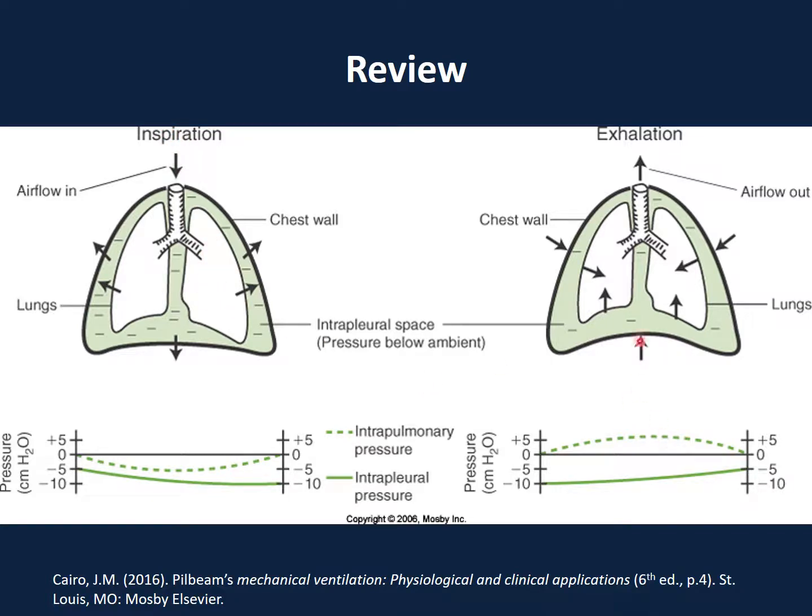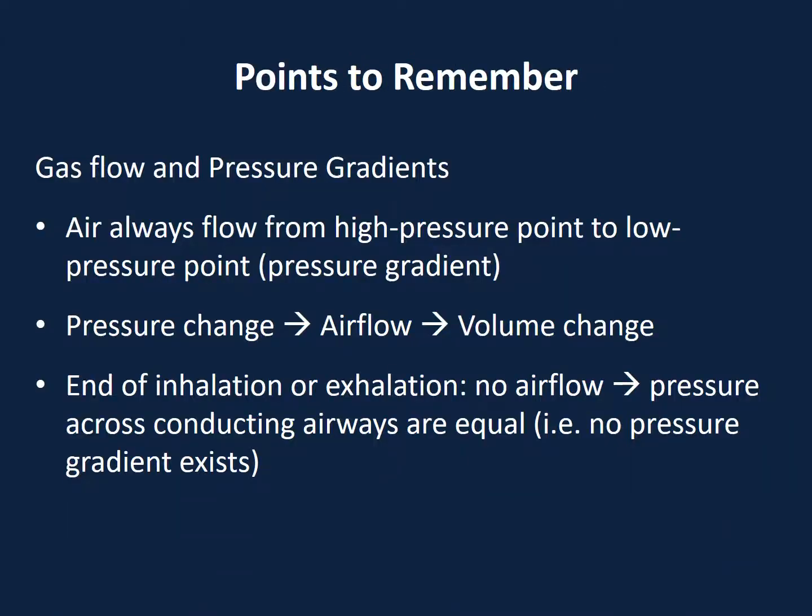And then when you breathe out, which is passive, the diaphragm goes back to a resting state, your rib cage goes back to its resting state, and that pushes down or squeezes into the thoracic cavity, creating a more positive pressure inside than outside, and therefore air moves from inside the lungs to outside the lungs. Okay? So some points to remember is air always flows through a pressure gradient, i.e. a point of high pressure to a point of low pressure.